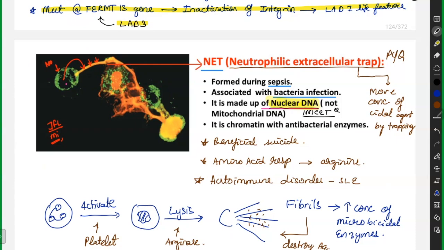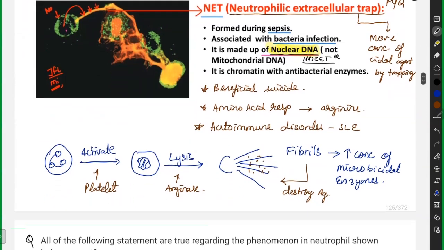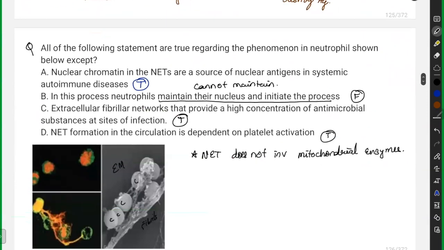Inability of WBC to ingest these substances causes a strong activation of lysosomal enzyme, causing leukocyte-mediated tissue injury. Okay? This is all about your NET and your frustrated phagocytes. Now, coming to the next question, all of the following statements are true regarding the phenomena in the neutrophil shown below.